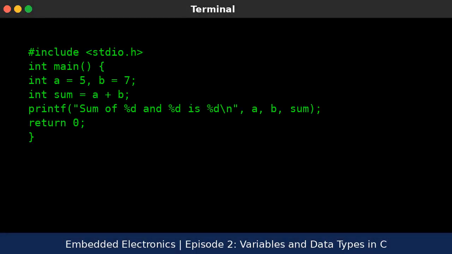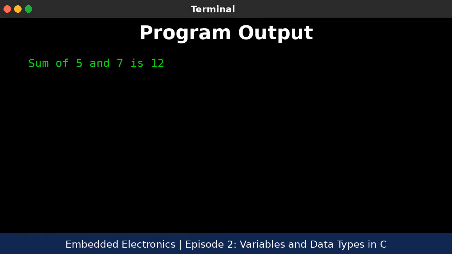This example shows how to declare and use multiple integer variables together to perform arithmetic operations. The output of example 3, using multiple variables, is as follows: sum of 5 and 7 is 12.